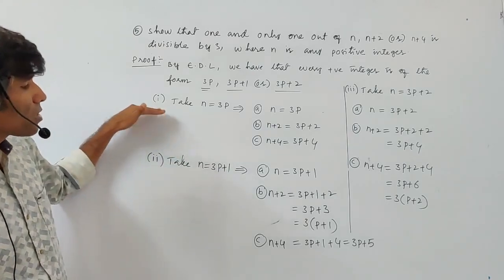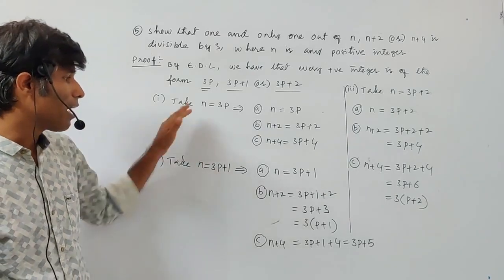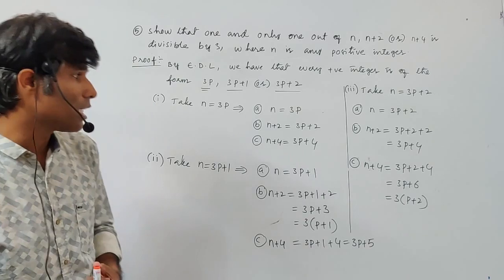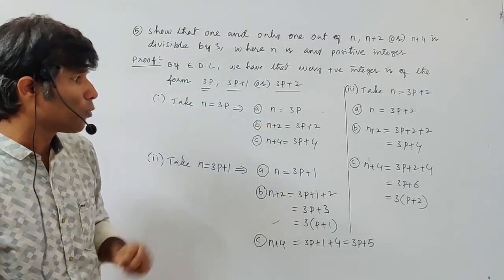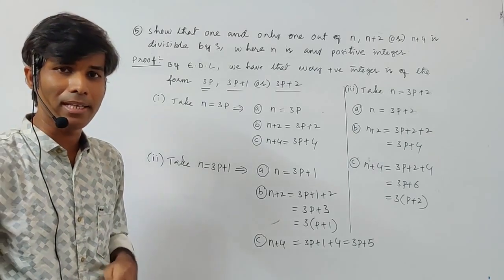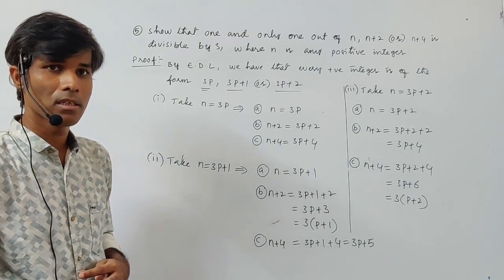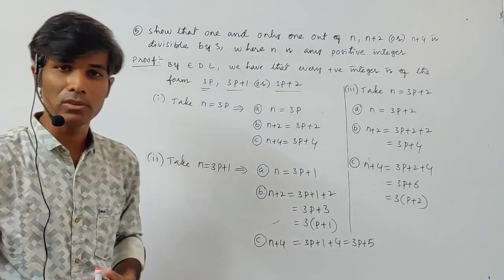So if you observe these three cases carefully, in all the three cases, we observe that among n, n plus 2, n plus 4, only one number is divisible by 3 if n is a positive integer.